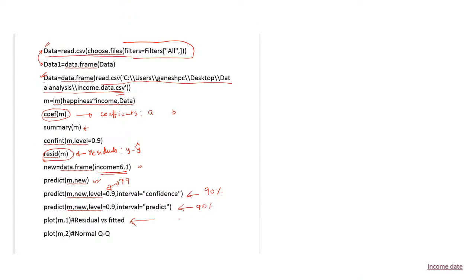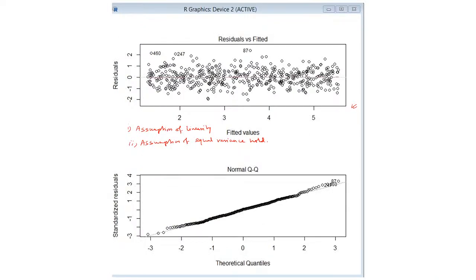And this gives the normal QQ plot or normal probability plot, plot n comma 2. So from this we see that all points are very close to the reference line. So this means the assumption of normality holds.